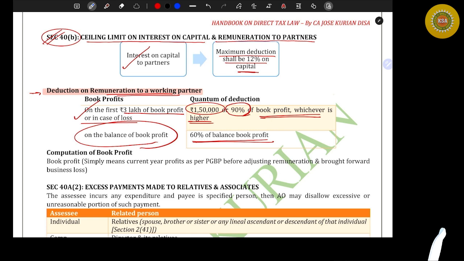You remember 40B? Yesterday we discussed if a partnership firm is paying either interest on capital or remuneration to a working partner, then there's a ceiling limit. How much is the ceiling limit for interest on capital? 12%. How much is the ceiling limit for remuneration? Depends upon the book profit. Up to 3 lakh book profit, rupees 1,50,000, or 90% up to 3 lakh, or 60% for the balance. First one, whichever is higher, and second one, 60% for the balance. Hope you remember you have solved a question also. And we improvised the question and made you solve the total income of the partner as well. Do you remember that? Yes.